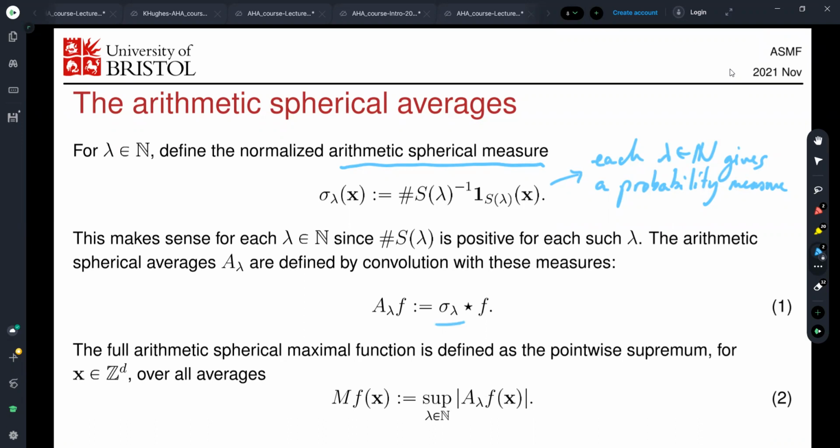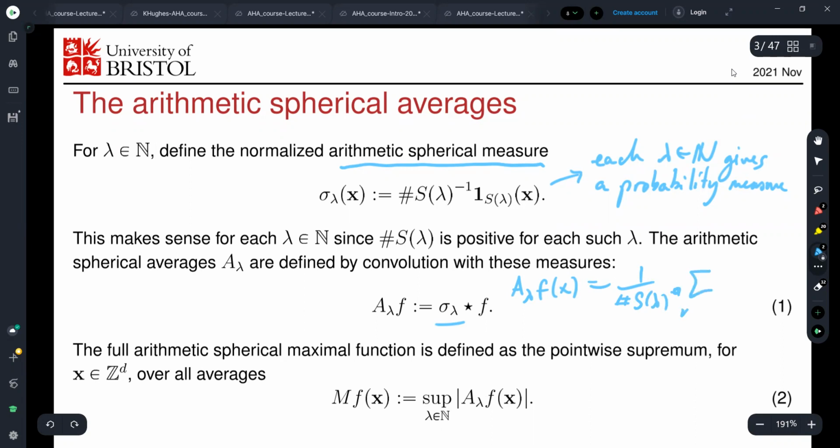Then you can define the full maximal function, or arithmetic spherical maximal function, pointwise as just a supremum over all the possible averages at each point. Convolution means I look at the average of f at each point x. Let me rewrite that. At each point x, I look at the sphere centered at x of radius root lambda, and I sample all the values of my function at those points. Then I normalize by the number of such points, and that's my average at x. And I take the supremum over all these possible averages. This is for a function that was already defined on the integer lattice Z^d.